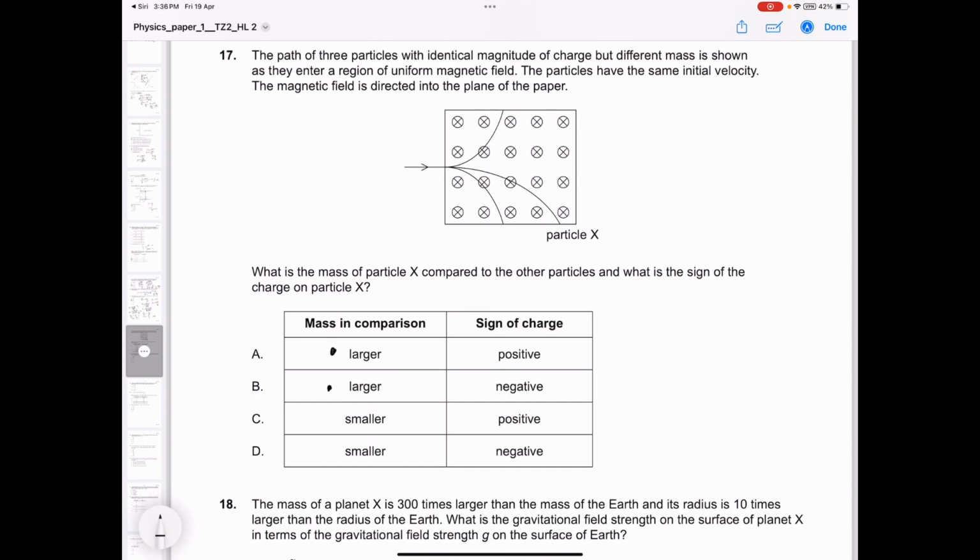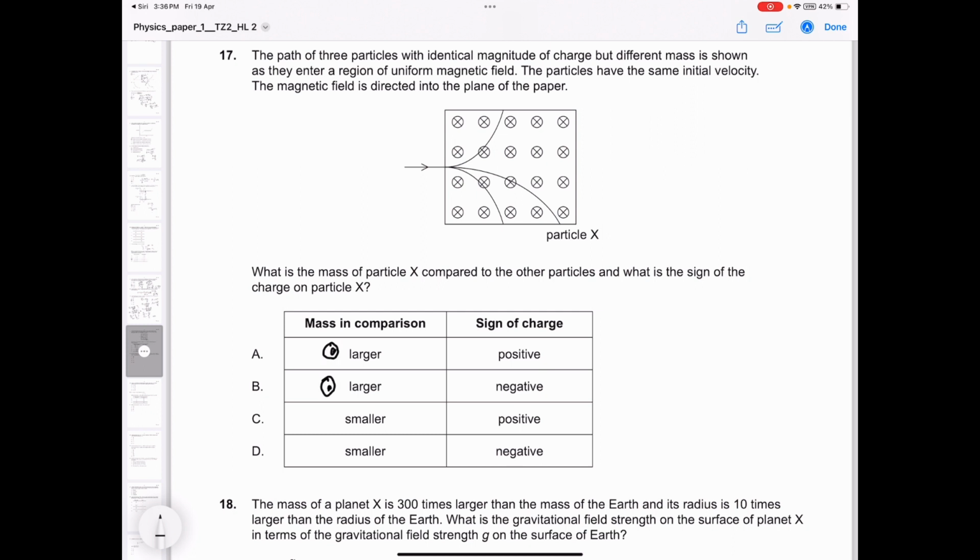Okay, number 17. The path of 3 particles with identical magnitude of charge but different mass is shown. And we have to compare the masses and the signs of the charges. So regarding the masses, I think common sense tells us the particle X must be a heavier particle because it follows a line of greater curvature. The lighter particles follow a line of less curvature. Therefore, we're looking at A or B as our initial guesses at the answer.